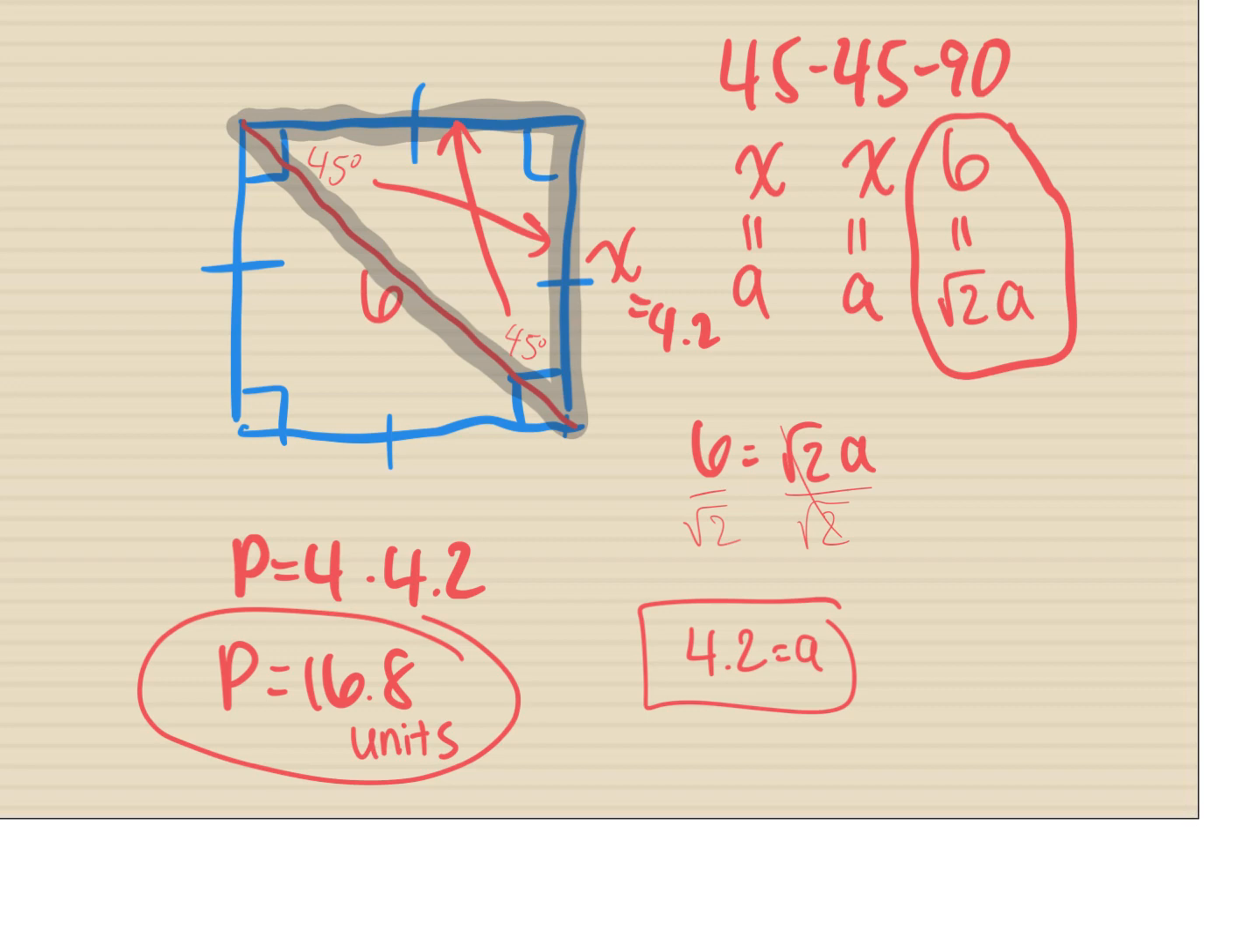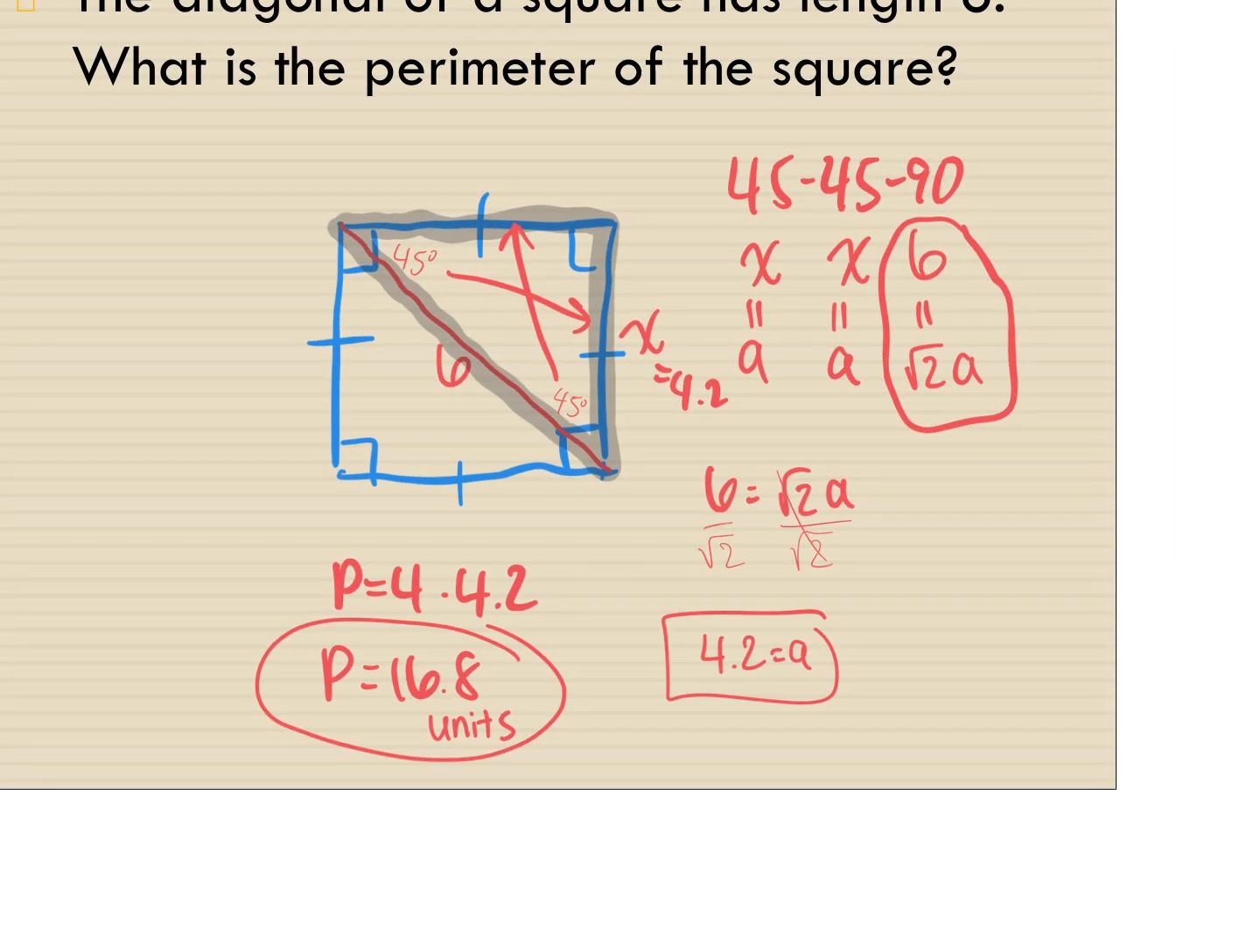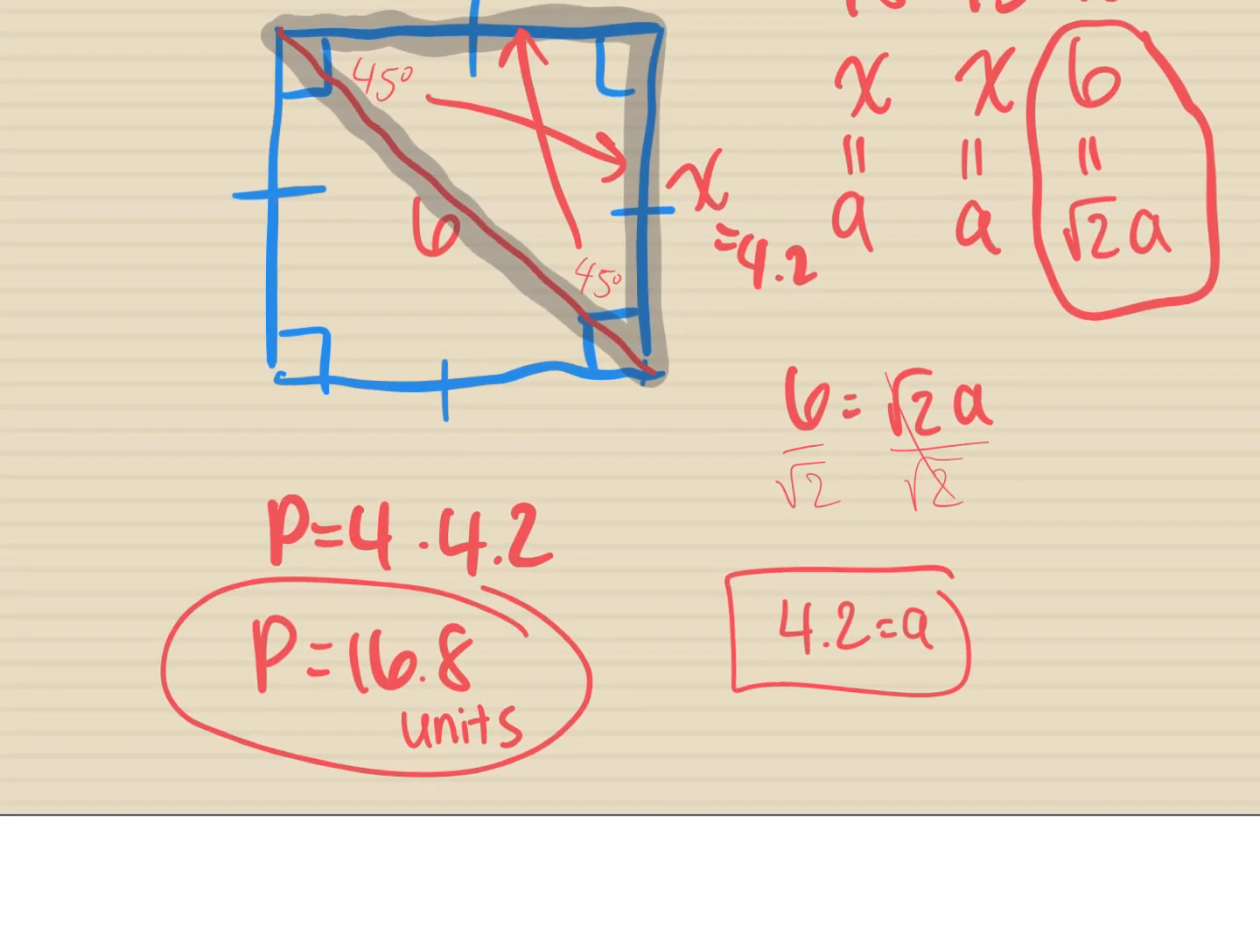But you multiply 4.2 by 4? Yep, because there's 4 sides. Mm-hmm. And we know since it's a square, all those sides are going to be the same distance.